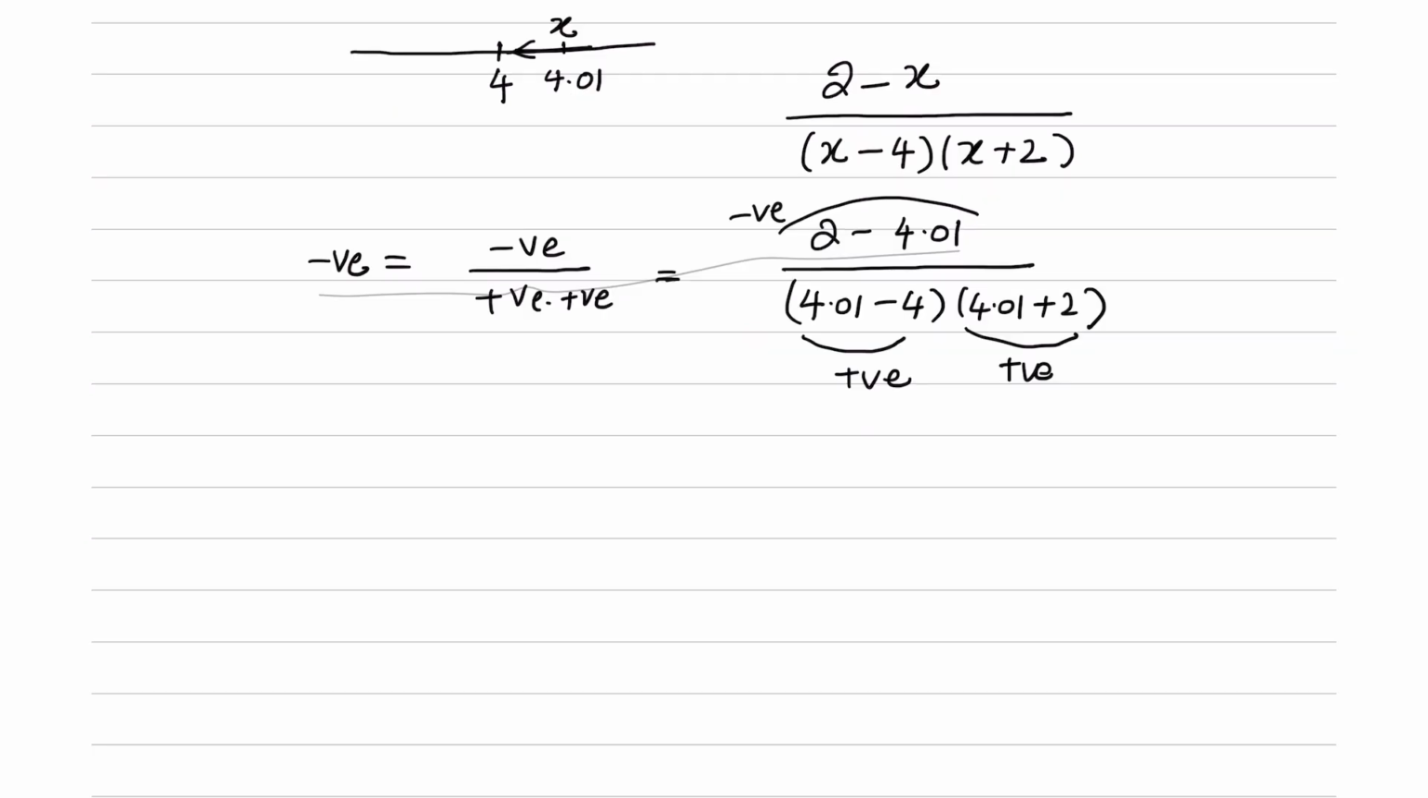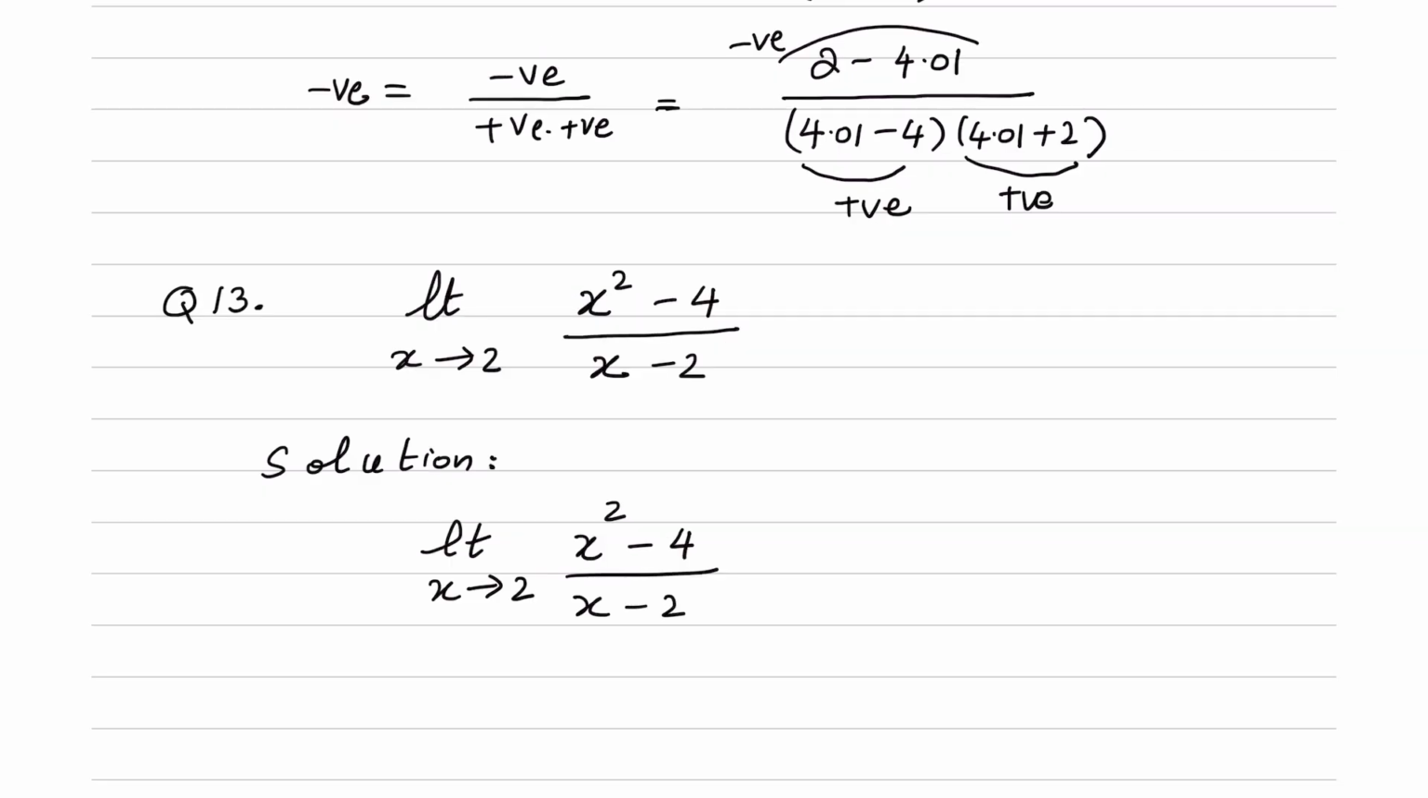Let's try one more question. This time you have to find the limit as x approaches 2 of the function (x square minus 4) over (x minus 2). As x is approaching 2, we will put x as 2. When we do that, we get 2 square minus 4 over 2 minus 2, which gives us 4 minus 4 over 0, which is 0 by 0.